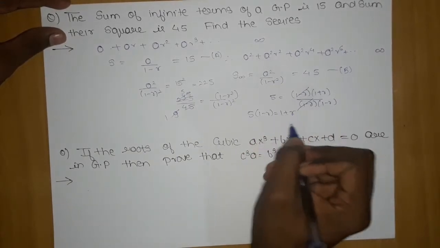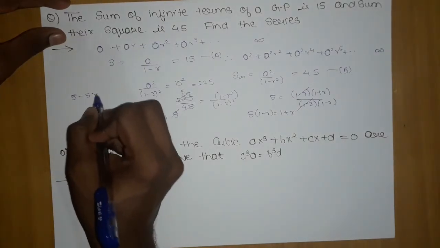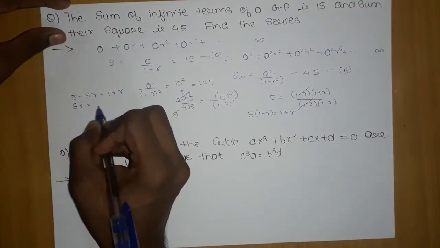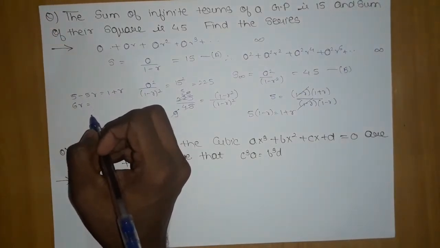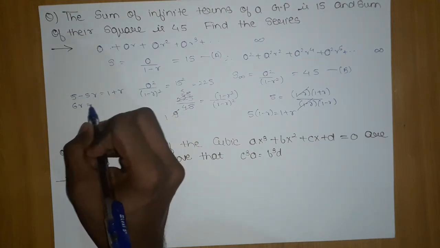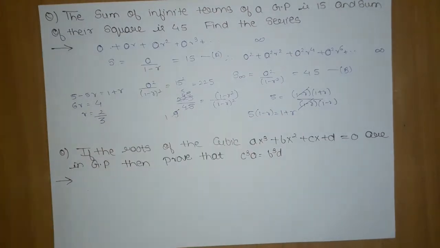5 is equal to 1 plus r upon 1 minus r. Further on, if I calculate it, it is nothing but 5 minus 5r should be equal to 1 plus r, which gives me 6r should be equal to 4, which gives me r is equal to 2 by 3. So I got my r.